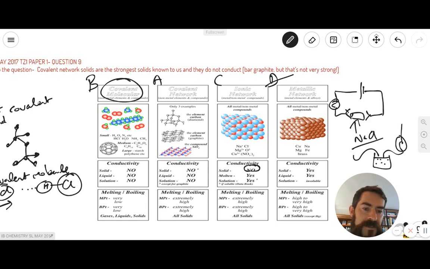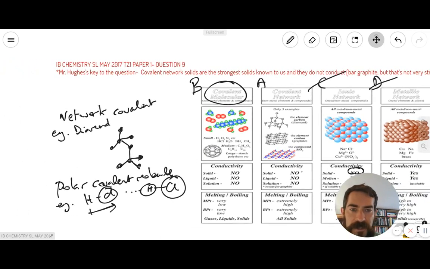So what this tells us is that when salt or an ionic solid is dissolved in water, or if it's molten, then it will conduct electricity. So this cannot be answer C then. Now that narrows it down to either A or B. So we just move across here now. We're focusing on the molecular, the polar covalent molecule, or the covalent network.